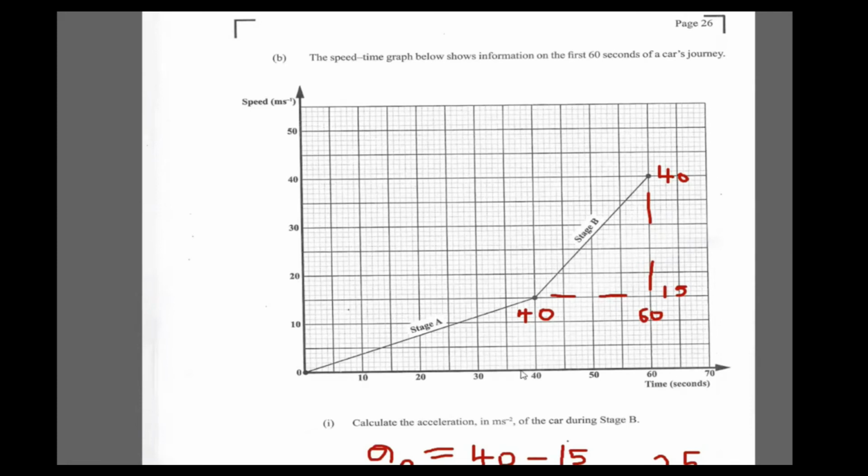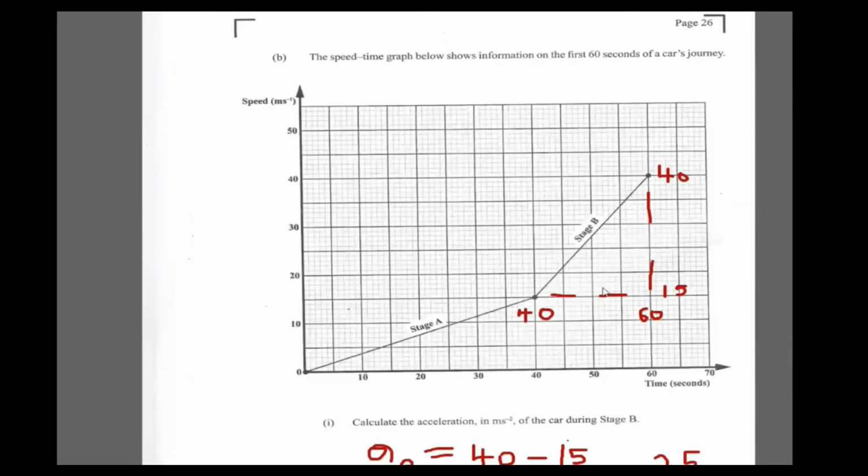If you find the total distance under here, the car is taking 1 minute to cover this distance. Let's work out the distance in our head. It's the area under the graph. This car is really moving very slow. That's really slow. That's crazy. Calculate the average speed of the car during stage B.